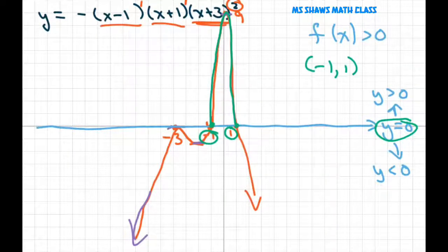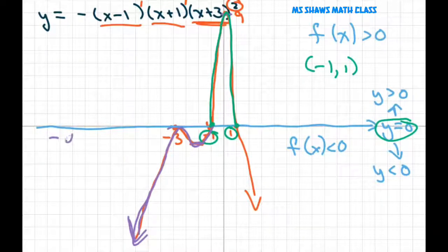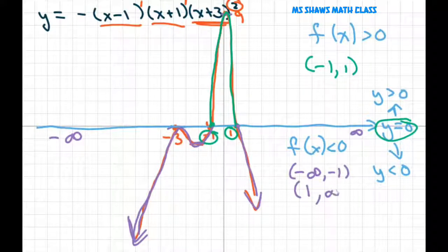All right? Where is our f of x negative? Well, I'll use purple here. It's negative from -infinity to -1. So that's going to be -infinity to -1. And it's also negative starting at 1. It comes back down in quadrant 4. Remember, y is negative in quadrants 3 and 4. So that's going to go from 1 to infinity.